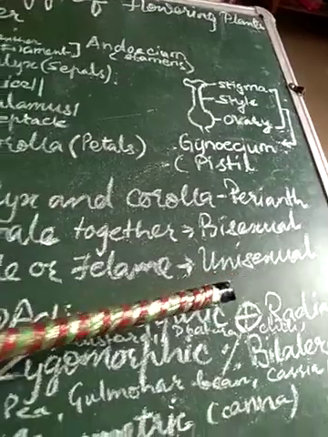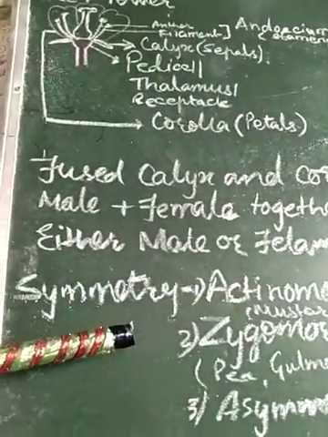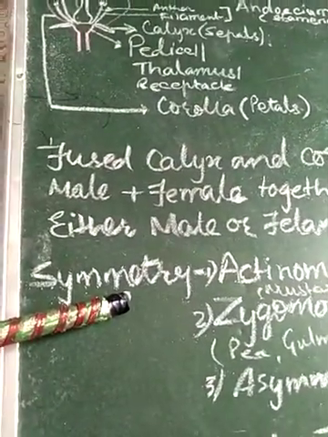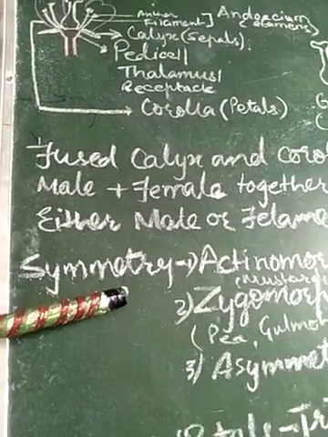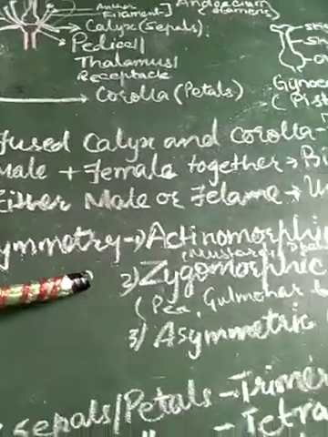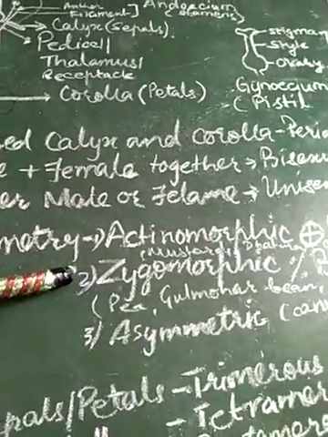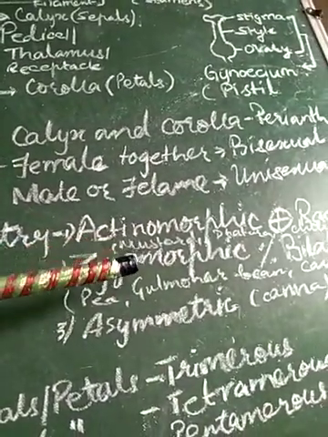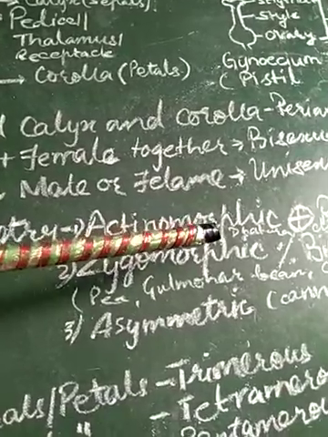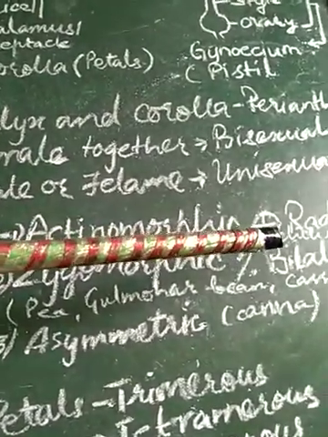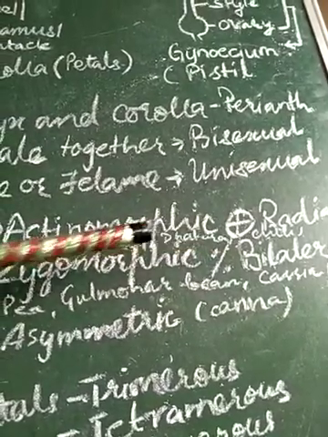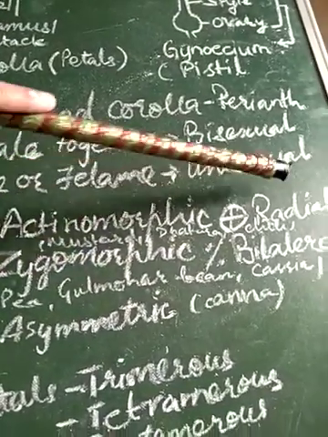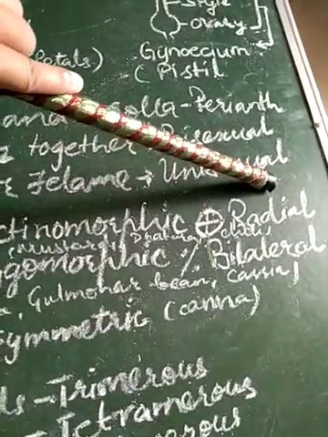If only one, either the male or the female reproductive part, is present, then it is called a unisexual flower. Next we have symmetry. If we see the flower and we can divide it into two equal halves by drawing a line from the central axis, then we say that the flower is actinomorphic, or it shows radial symmetry.